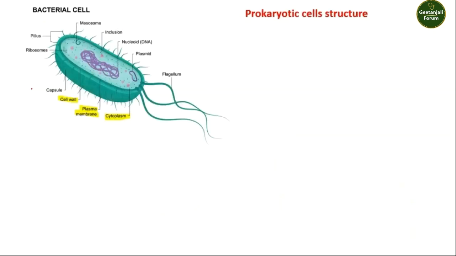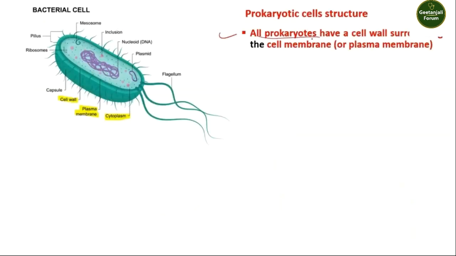Then prokaryotic cell structure. All the prokaryotes have a cell wall surrounding the cell membrane. This is a bacterial cell. Bacteria is a prokaryotic cell. It has a cell wall. This is the cell wall, and it surrounds a plasma membrane. Plasma membrane is called cell membrane as well. This is the inner cell membrane or plasma membrane, and the cell wall surrounds it from outside.